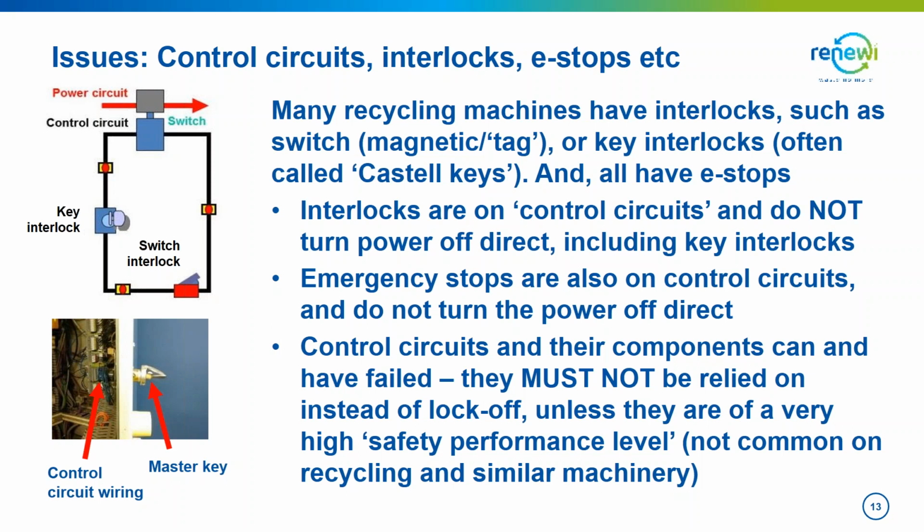Now, I would say at this point, interlocks includes Castell keys, exchange key systems. Some of you might be familiar with these. This is where there's a master key at a control panel, and you need to take the master key out to access slave keys in different parts of the machine to open guards, open machine enclosure gates, and so on. There's a common misconception that these turn the power off direct. They do not. They are also in the control circuit.